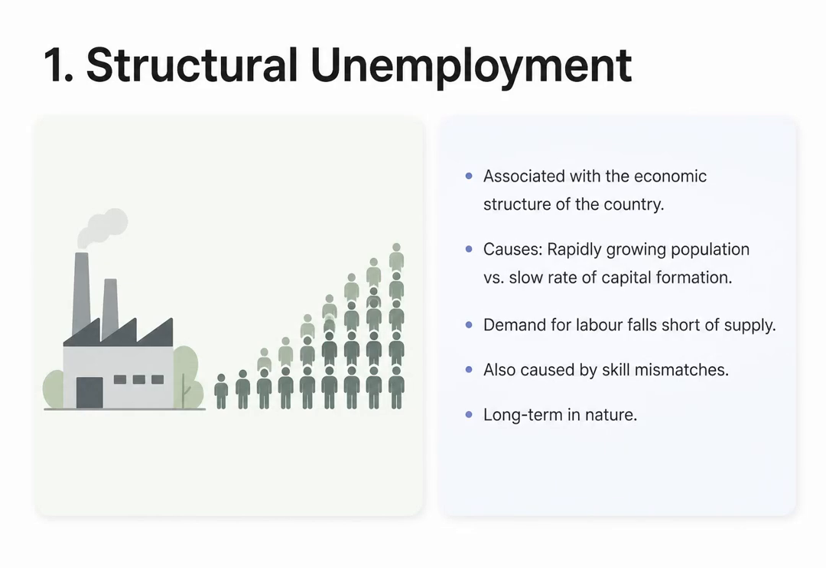Within involuntary unemployment, the first major type is structural unemployment. This is deeply tied to a country's economic framework. In India, our population grows rapidly, but capital formation, the building of factories and businesses, is slow. This means the supply of labor vastly outpaces demand. It's also caused by skill mismatches, making this a very stubborn, long-term problem.